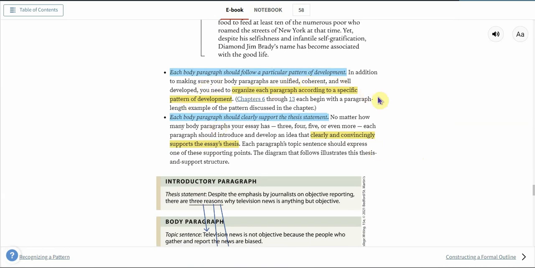Every body paragraph should follow a particular pattern of development. So again, we're doing a narrative as the first essay, we're doing exemplification, right? Whatever that pattern is, you can follow that. And that chapter will show you that pattern of development. I might give you a particular pattern if there are options.